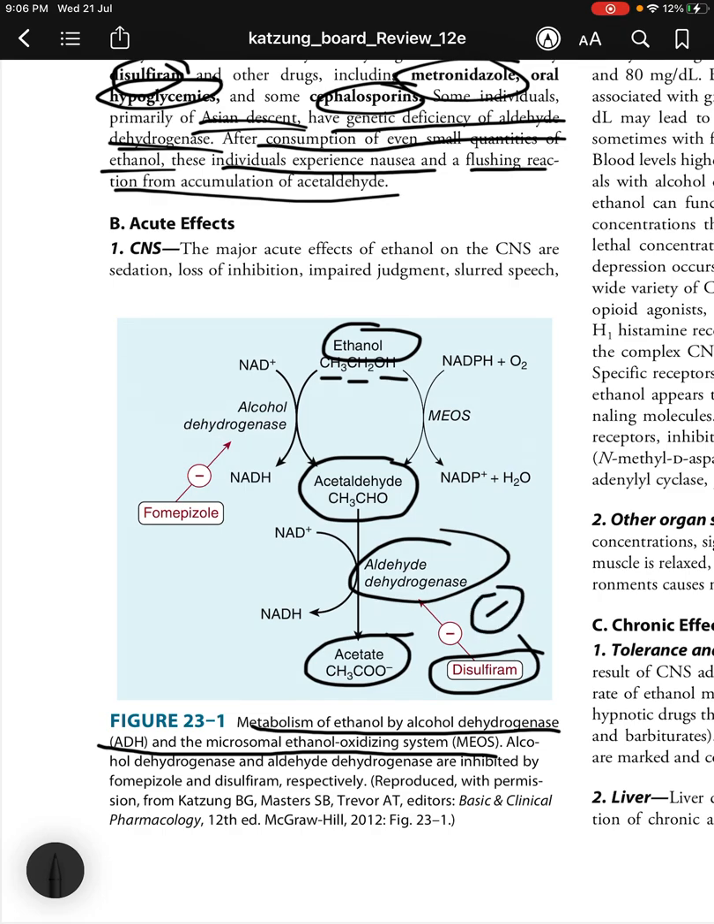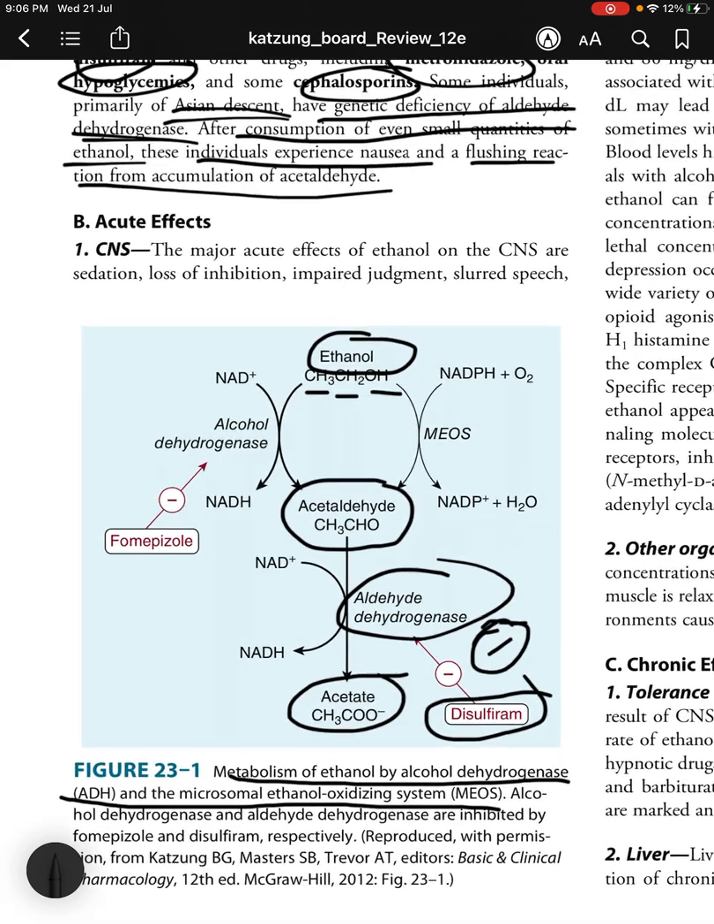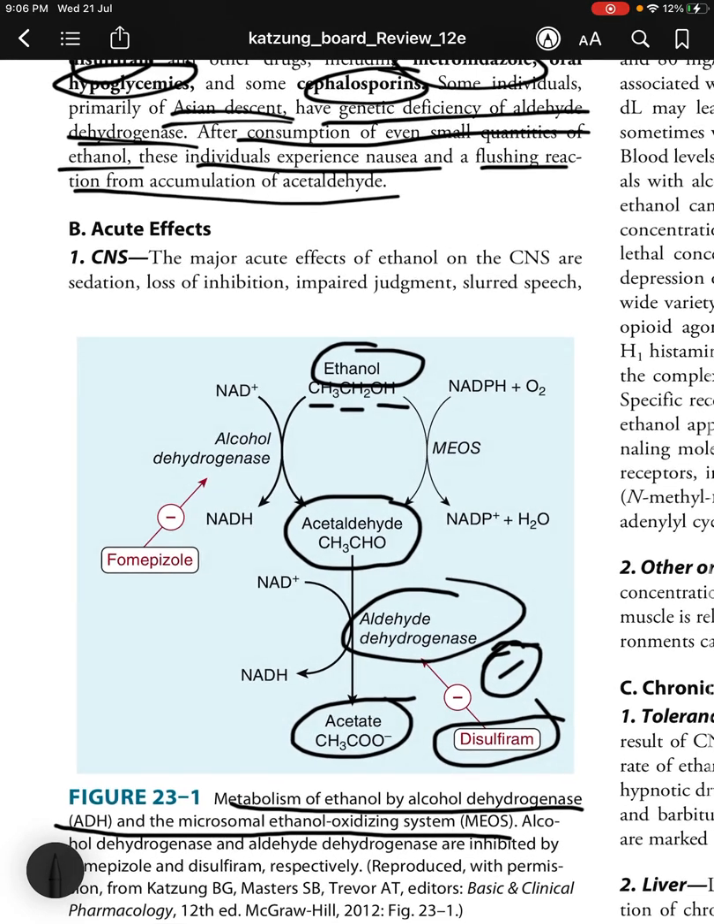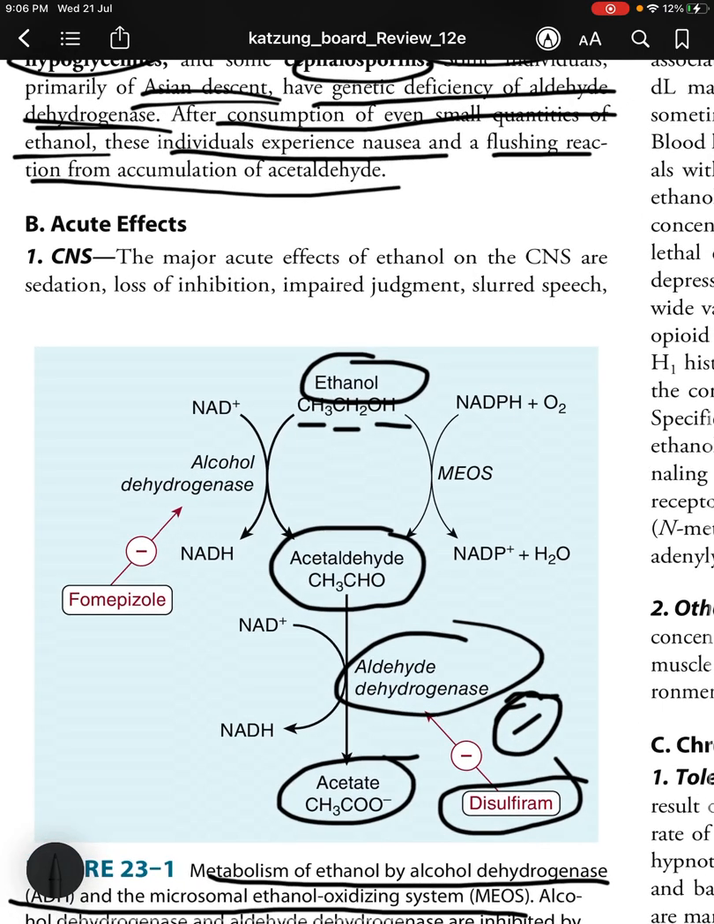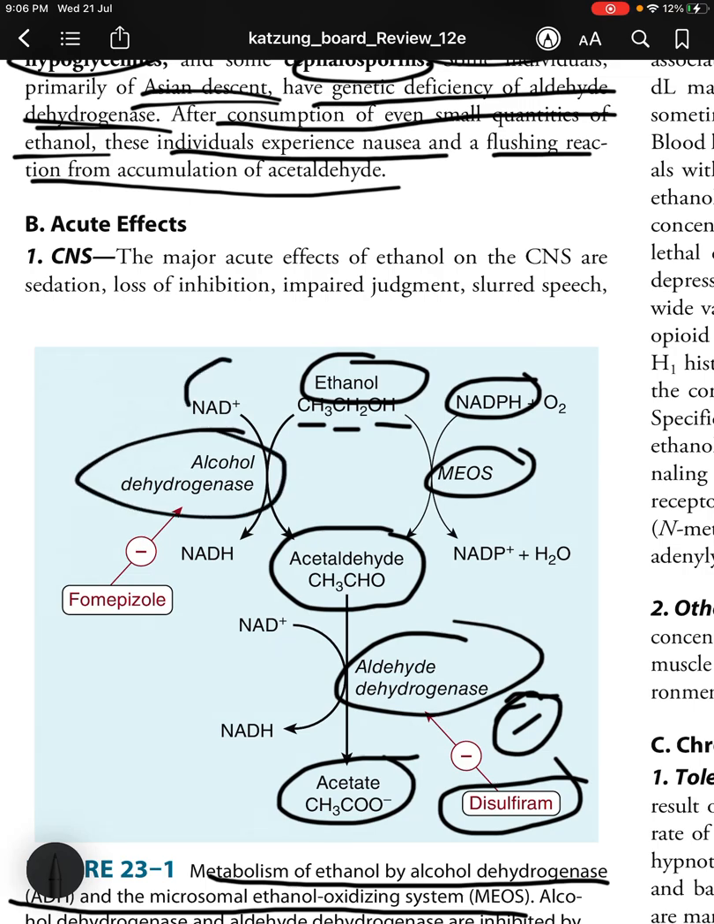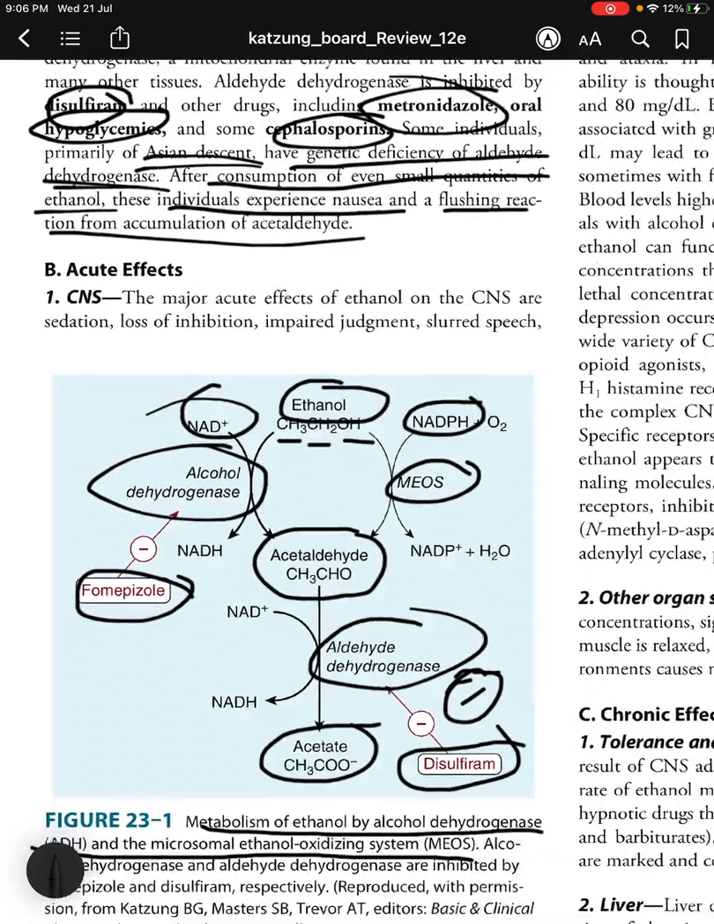Disulfiram inhibits this enzyme aldehyde dehydrogenase, and some people have a genetic deficiency of aldehyde dehydrogenase, especially Asians, due to which they flush when they drink alcohol. And basically MEOS converts this to acetaldehyde, and it is an NADPH dependent reaction. Alcohol dehydrogenase is an NAD plus dependent reaction, and fomepizole inhibits this here.